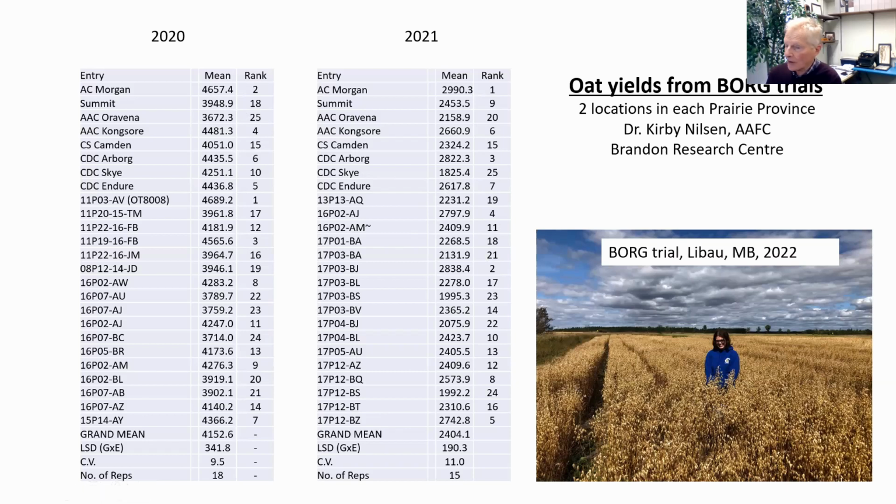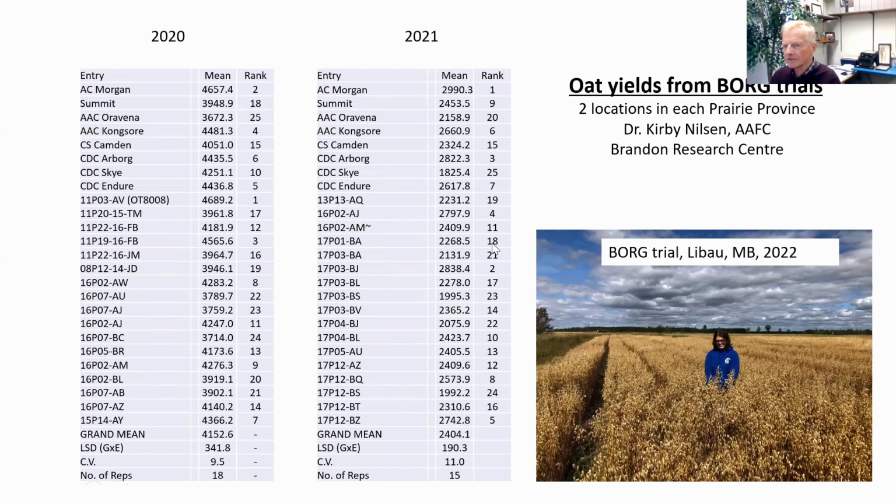Now there are some promising lines from the PPB oats. This one here continues to be in the Borg trial. So that's what we've learned. And the Borg trials, we have 2 locations in each of the 3 prairie provinces every year. So it's a fairly comprehensive organic screening program. And this is the Borg trial at Lebo in 2022. And you can see it's a beautiful, beautiful oat crop.